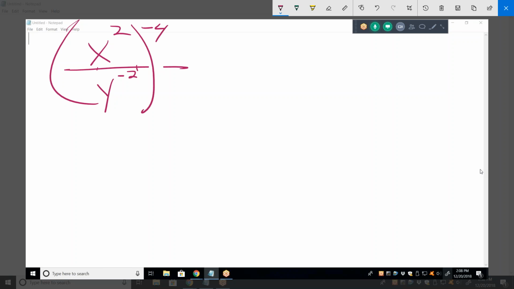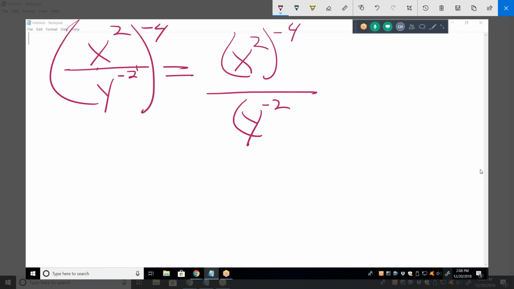Okay. The one thing to know you can do is turn that into x squared to the negative 4 divided by y to the minus 2 to the negative 4. See what I did? Just separated it into a numerator and a denominator. Now, what's the numerator become?